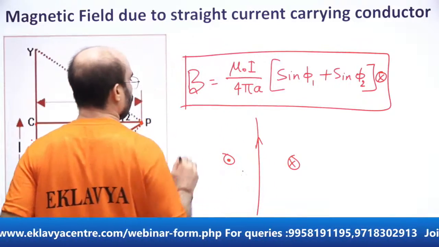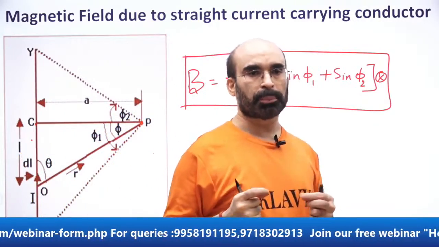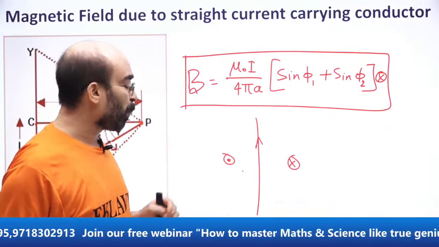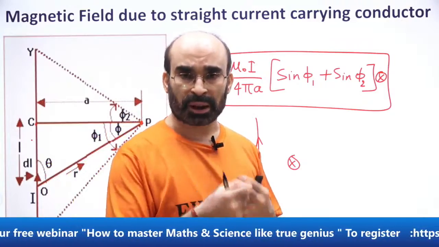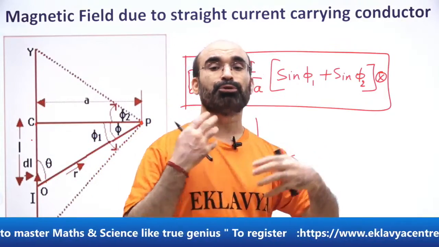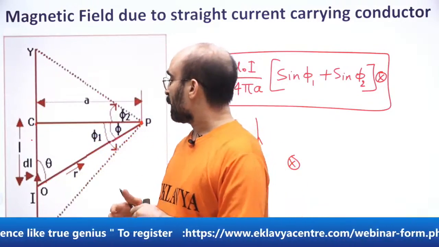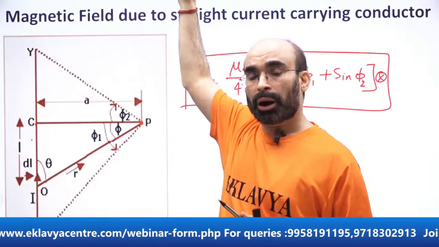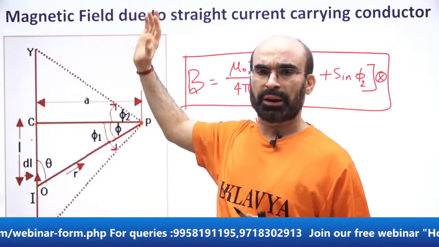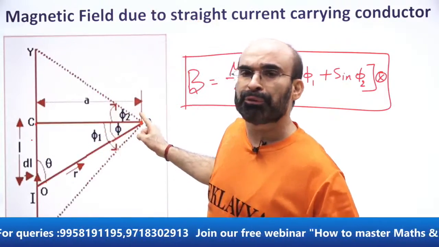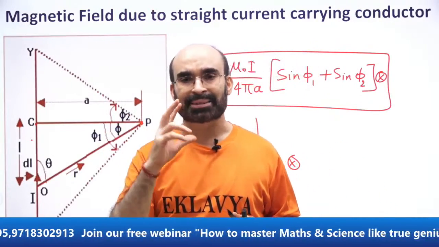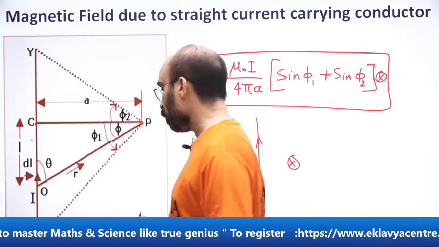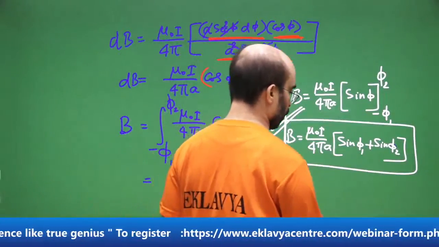Now we will do some numericals and some results of this. There are few basic results. From this we need to work out, like, suppose this end is far away, then phi 2 would become 90 degrees. In that scenario we have a different magnitude of magnetic field. So what is that field? We will work it out.